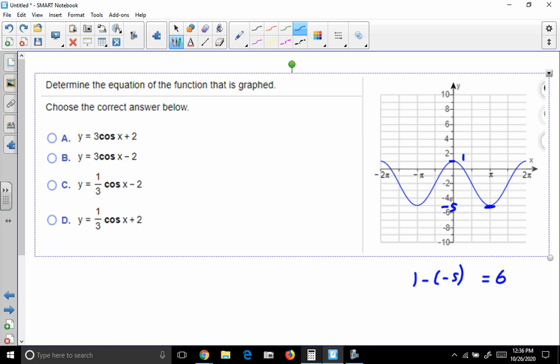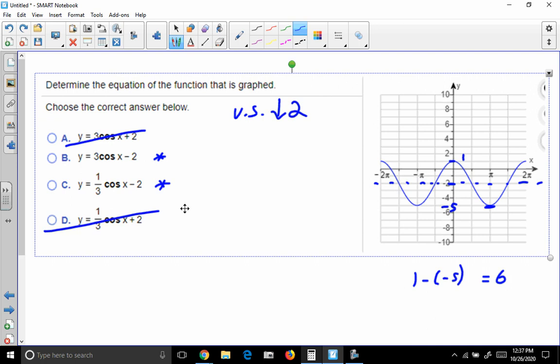So from here to here is 6 units. So halfway between would be 3 units. So 1, 2, 3, there's equilibrium. 1, 2, 3 down, 1, 2, 3 up. So equilibrium is down 2. That means our vertical shift is down 2 units. Well, that narrows us down to either B or C, because A and B are up 2, not down 2.